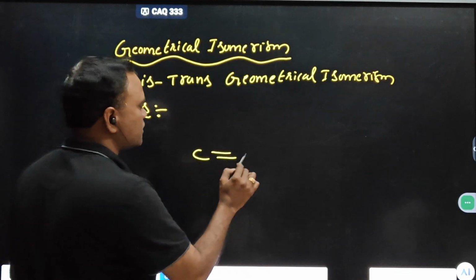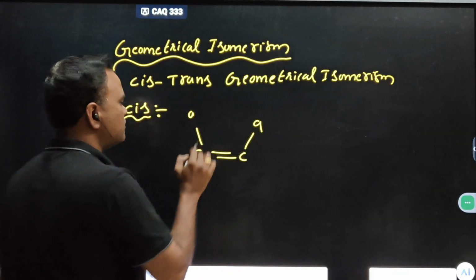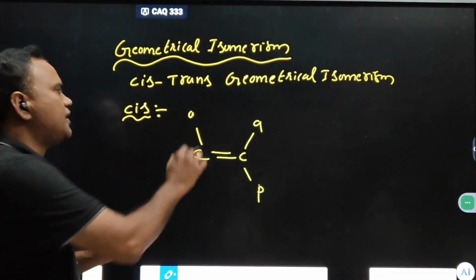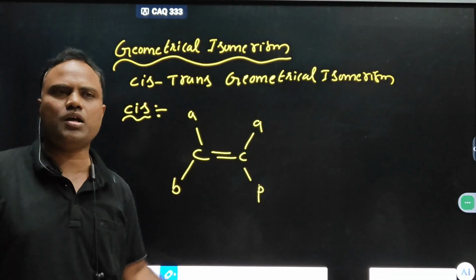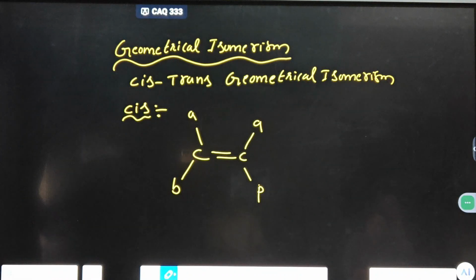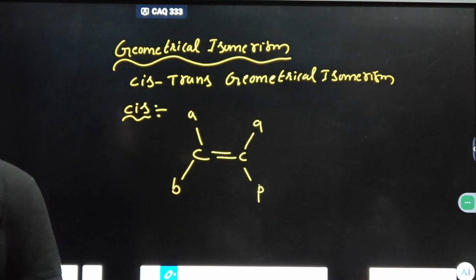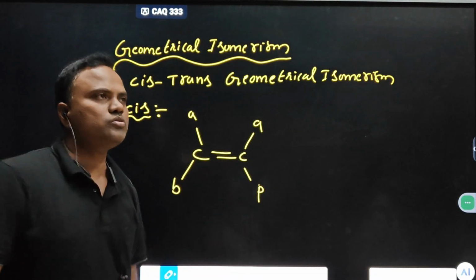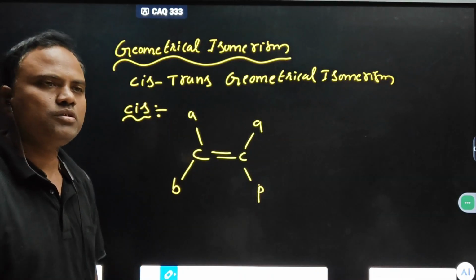Once look at this. In organic chemistry, this is cis. Two similar atoms are on the same side: cis isomer. Trans means opposite side. Right? Trans means two similar atoms are on opposite sides.